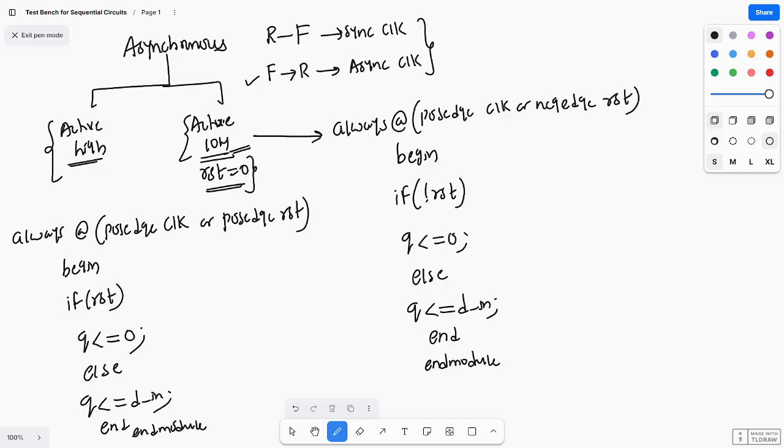Hello, switch off the bluetooth. Bluetooth is on. Hello. Yeah, is it fine? Yeah, I'm audible. Okay, sure.